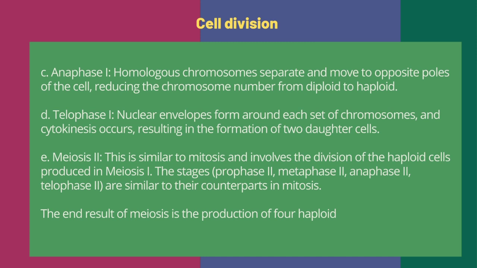B. Meiosis II. This is similar to mitosis and involves the division of the haploid cells produced in meiosis I. The stages prophase II, metaphase II, anaphase II, telophase II are similar to their counterparts in mitosis. The end result of meiosis is the production of 4 haploid cells.